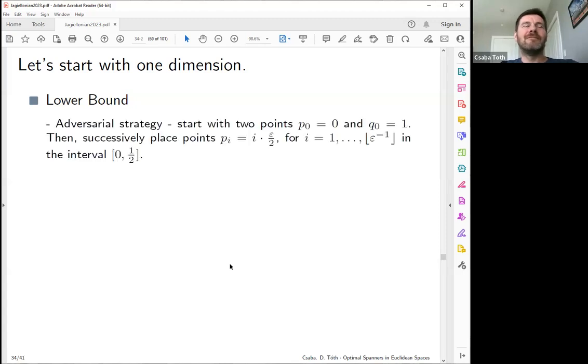So this is what the adversary would do. This is the lower bound construction. What is the goal of the adversary? The adversary wants to fool the algorithm into adding many edges that are actually not needed for the optimum. What is the optimum for one dimension? Well, we have endpoints on the line. The optimum is just a path, always just a path from the leftmost to the rightmost.